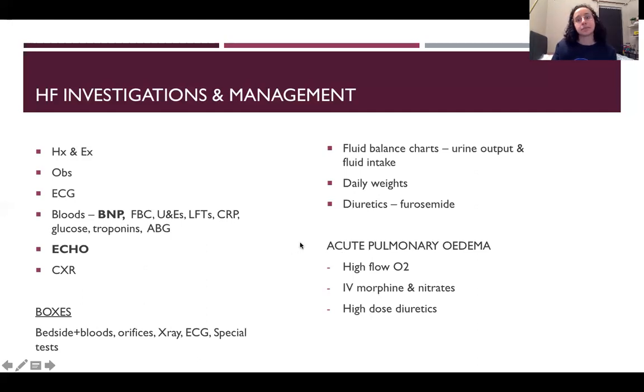If it's a slightly different presentation and a patient with heart failure has come with acute pulmonary edema, you're going to want to do these things instead. So get them on high flow oxygen because they need the oxygen. IV morphine and nitrates, and high dose diuretics, so IV furosemide is often used if they're in acute pulmonary edema.